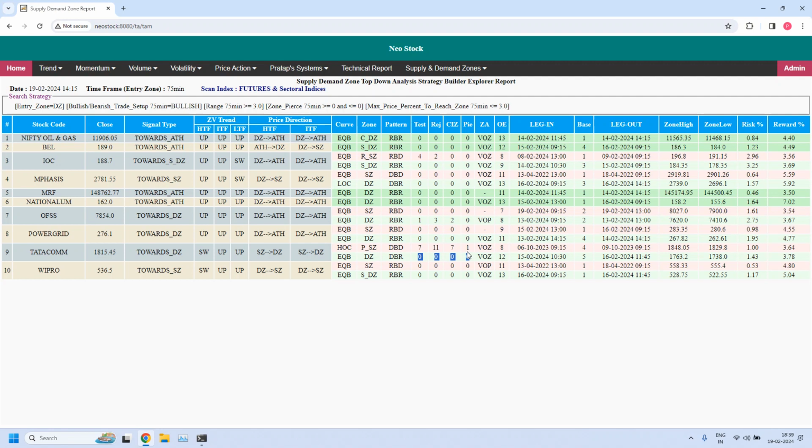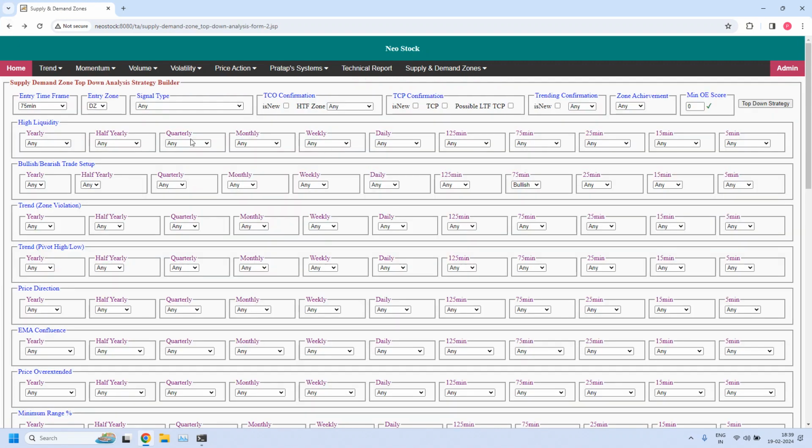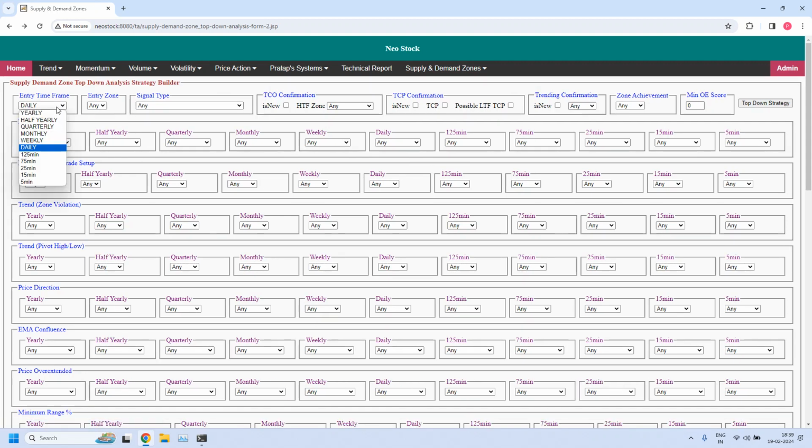And the majority of these stocks are within 3% to the demand zone, and few stocks are within 2% to the demand zone, which I showed you in the previous report. Now let us generate the final report, that is bearish trade setup for weekly income trade. I am selecting the entry time frame as 75 minutes and the entry zone as supply zone, and in bullish or bearish trade setup at 75 minutes I am selecting bearish.